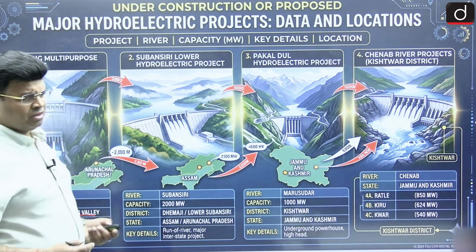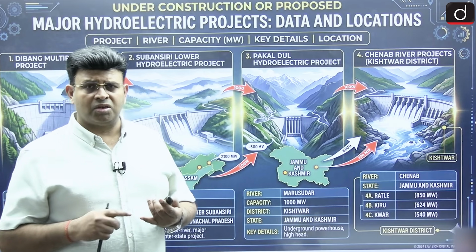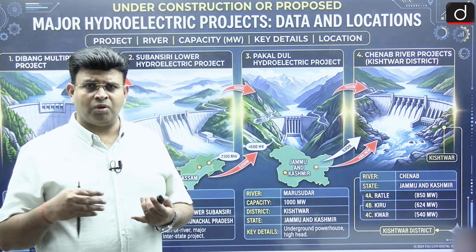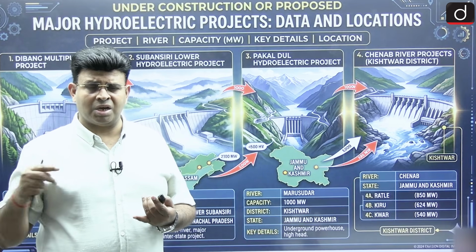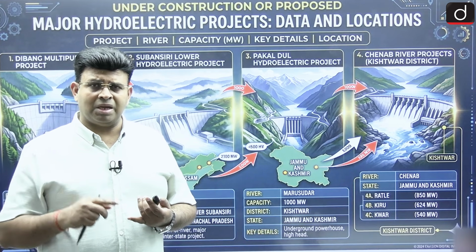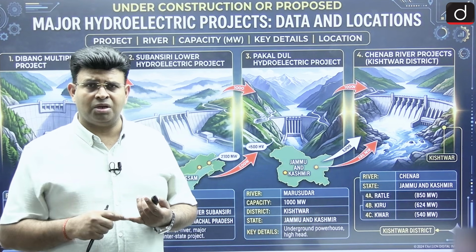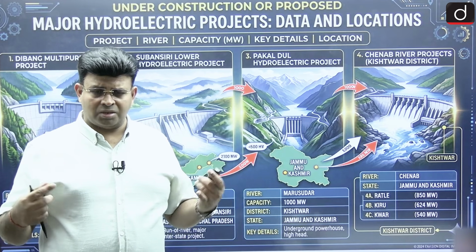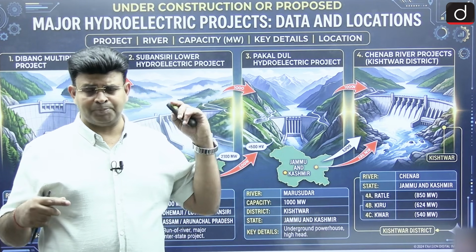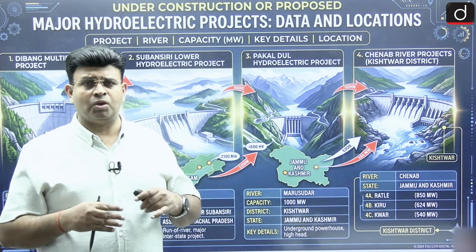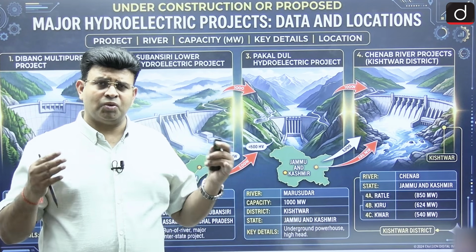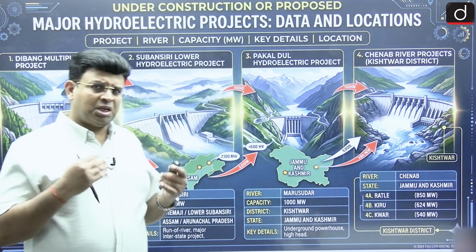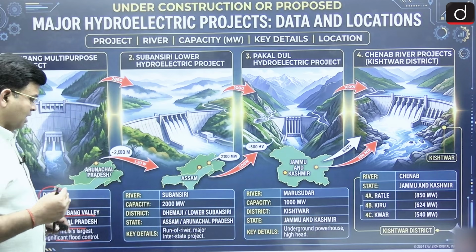flood control. If you are constructing a dam, from the dam tourism can grow, through the canal irrigation can be there, drinking water supply can be there, industrial use can be there, and navigation can be there. It will help in flood control, fisheries, tourism industry, employment generation, so many things it can do. And the multipurpose river valley project is helping in so many ways.